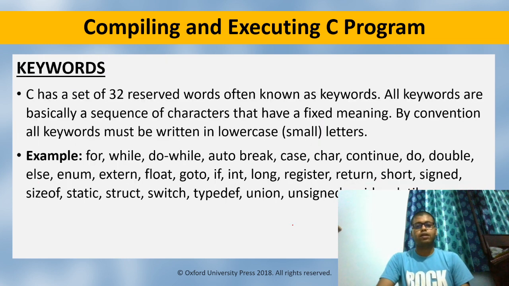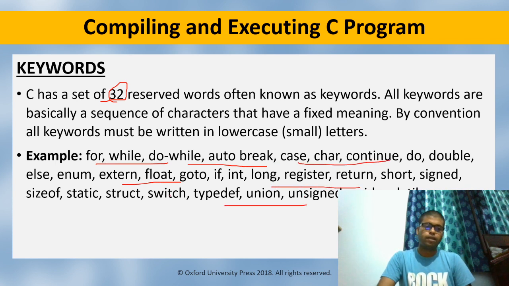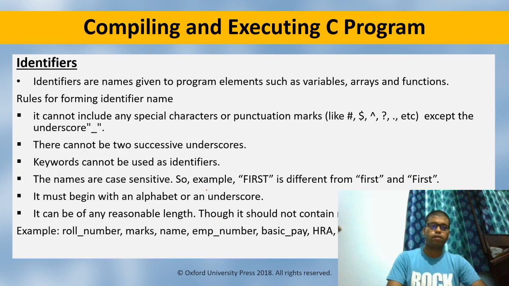Now keywords. Keywords are reserved words which are used for the compilation or execution of C programs. There are 32 keywords, and those examples are written here. You are already familiar with most of the keywords. You cannot use these keywords as a variable name. I will come to the term variable now, or identifier also.